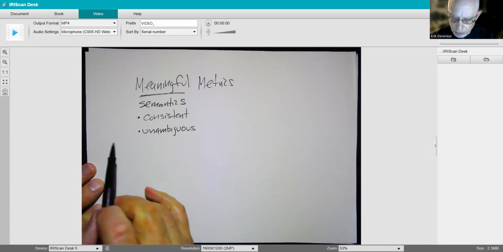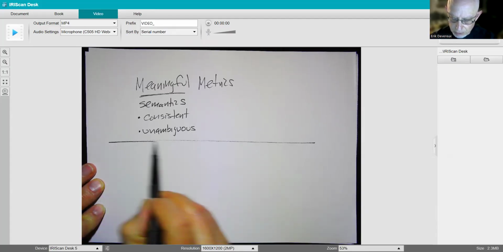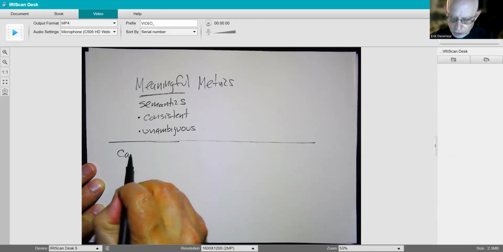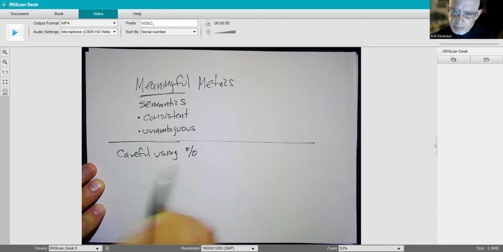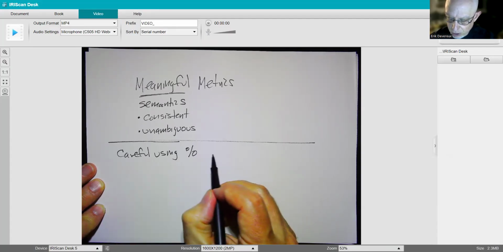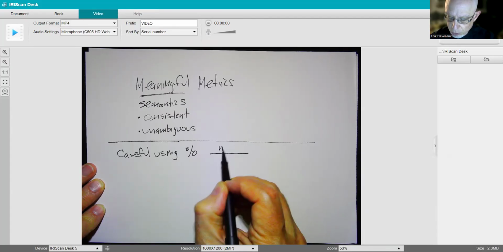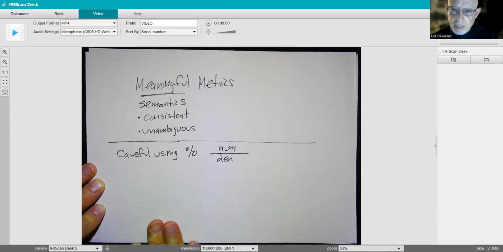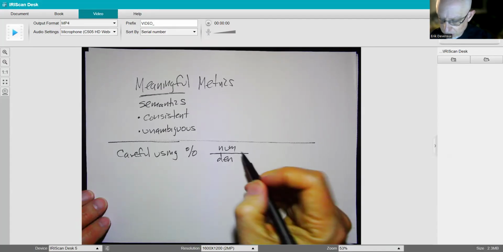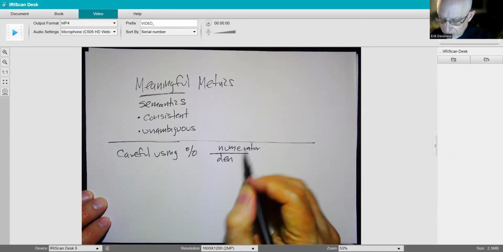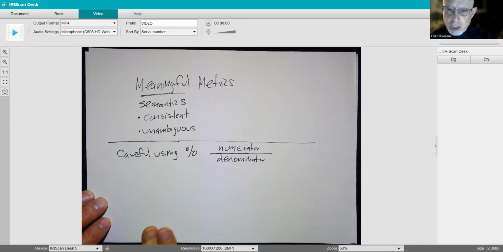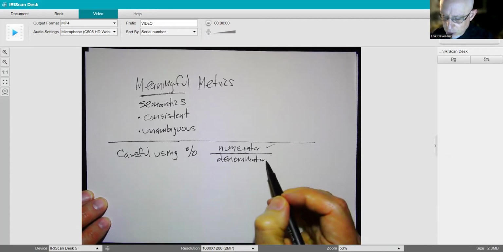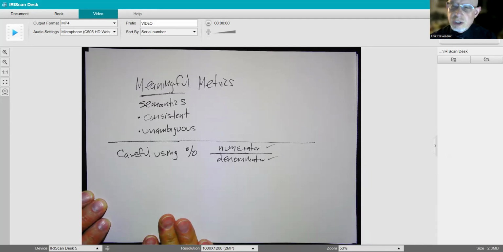So one of the times in which we have to be very careful is when using percentages, right? Because a percentage is based on a fraction, and a fraction has a numerator and a denominator. And if you have a metric that is based on a fraction, the problem is that it could change because the numerator changes, it could change because the denominator changes, or it could change because both are evolving over time.